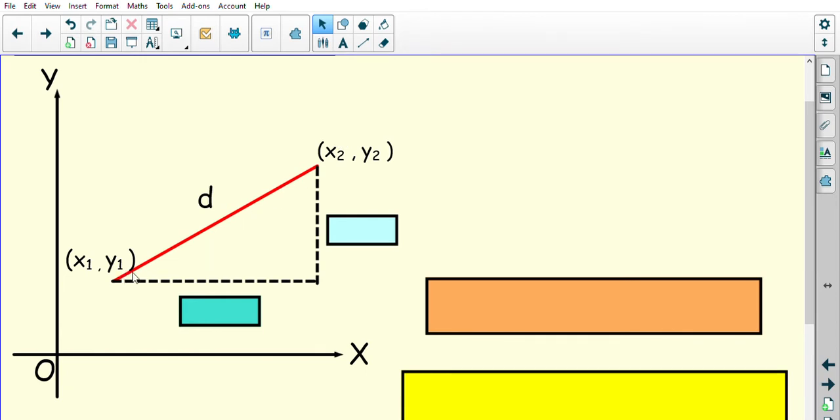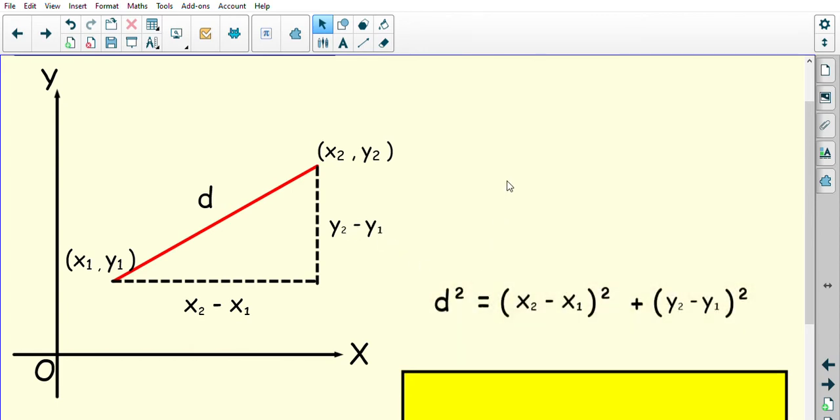What we can do is break it into horizontal and vertical parts. The difference for the horizontal part is the difference between the x values, so it's x2 minus x1. Similarly for the vertical, the difference would be y2 minus y1. If we want to work out the distance of that line, we would need these values. Using Pythagoras, we know the length of this side squared is these two lengths squared added together. That's why we get that formula.